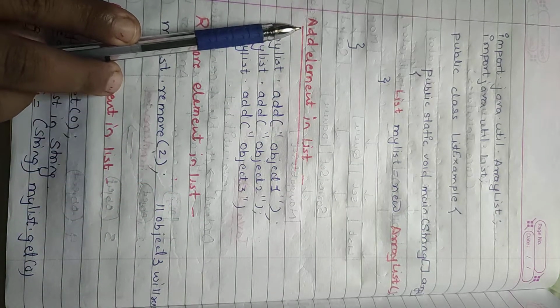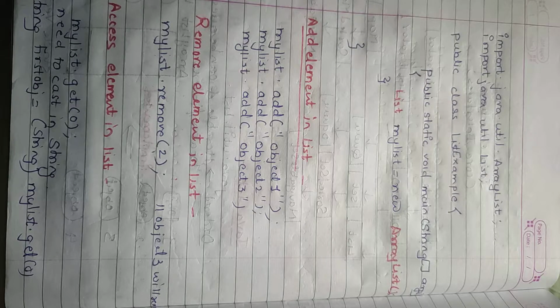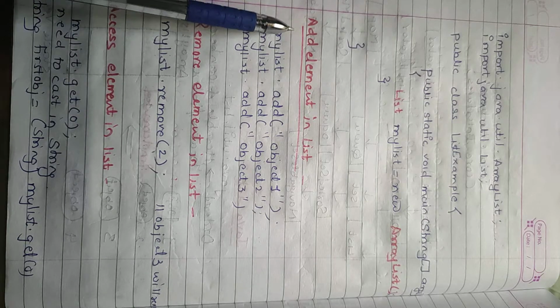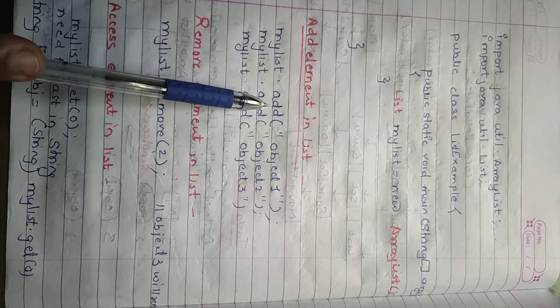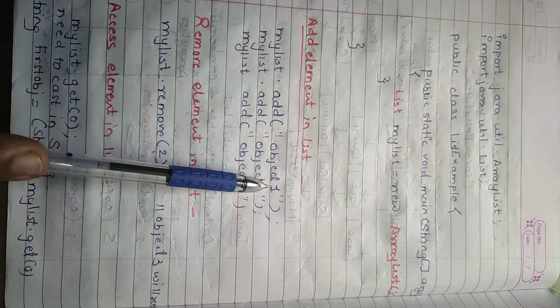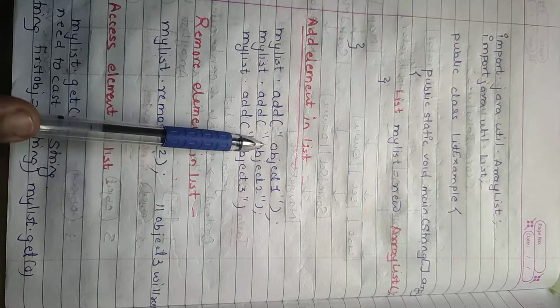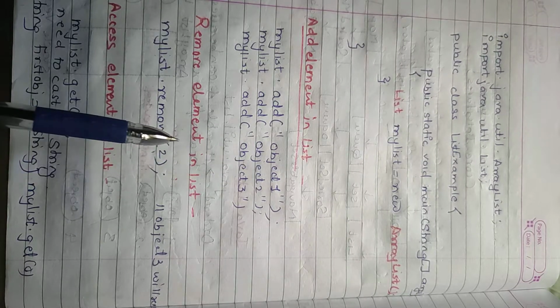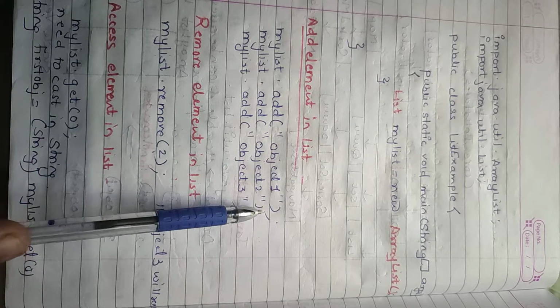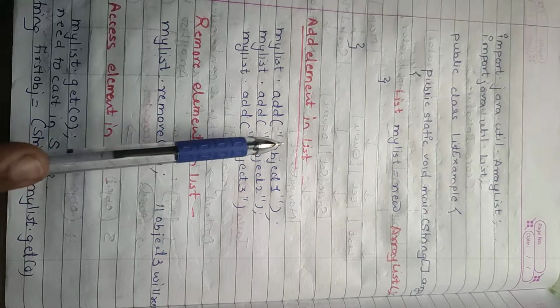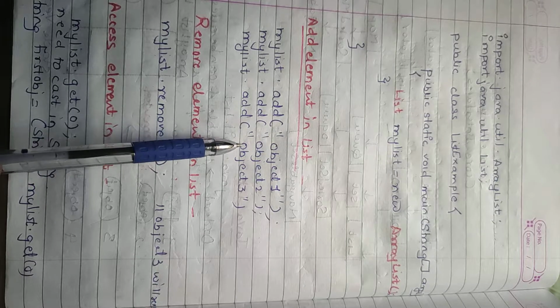Next, how can you add an element in the list? The name of the list is myList dot add. So add will be the method, and in the brackets we have passed a string as a parameter, right? Object1, if you look at this, is put in double quotes. So what is it? It is a string. So how many elements have you added in the list?